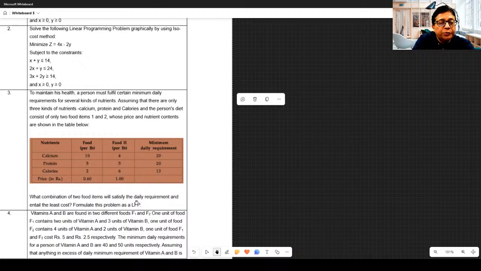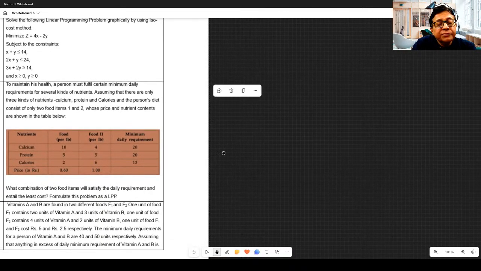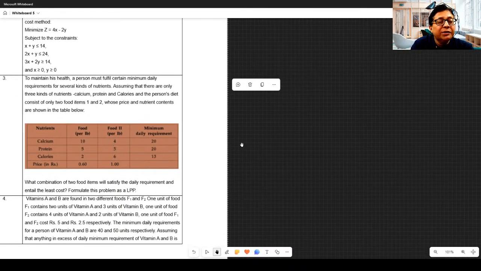What combination of 2 foods will satisfy the daily requirement and entail the least cost? Formulate this linear programming problem and we will solve it additionally. Okay? So let us plot one by one. Let us frame the equations first. So what are the equations available here? We write them one by one.